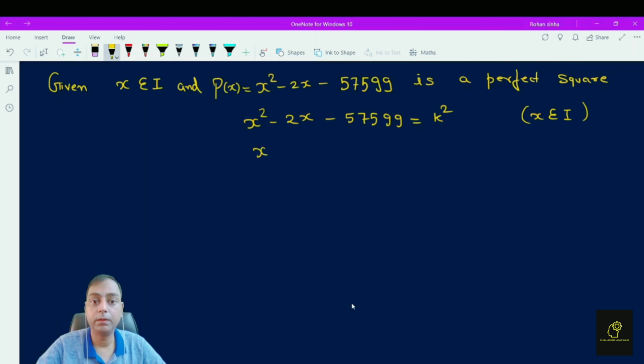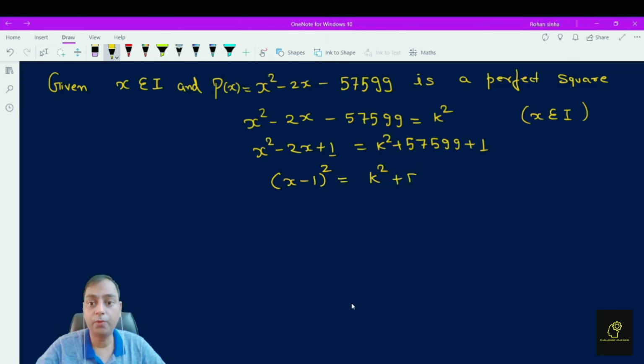So we can also write this as x square minus 2x plus 1 equals k square plus 57599 plus 1. Simply I have added 1 on the LHS and RHS and taken 57599 to the RHS. So we find x minus 1 square is equal to k square plus 57600. So x minus 1 whole square minus k square is 57600. So this is 240 square.